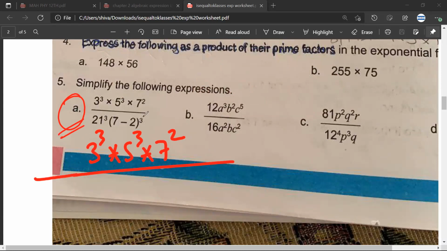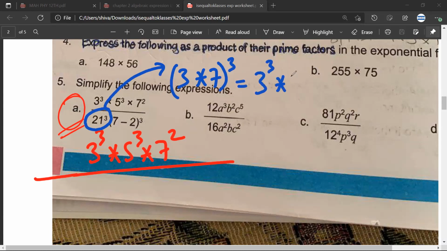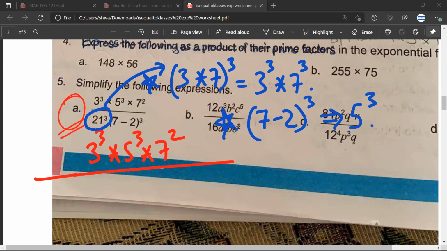So we divide 21 raised to power 3 and 3 raised to power 3. So the powers will be cut, and then we can normally divide 21 by 3. So it will be 7. And then 7 minus 2 is 5. So 5 raised to power 3 and 5 raised to power 3 can be cut. So it will be 7 raised to power 2 upon 7. Mr. Ariman, is it clear? Yes, sir. Mr. Satya, is it clear? Yes, sir.